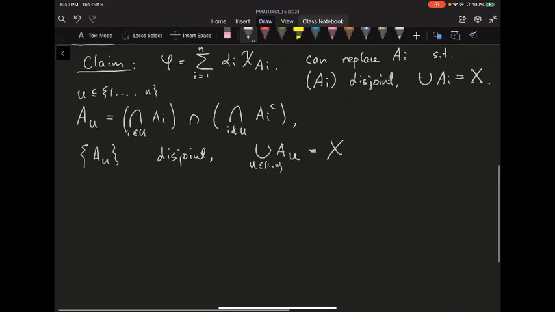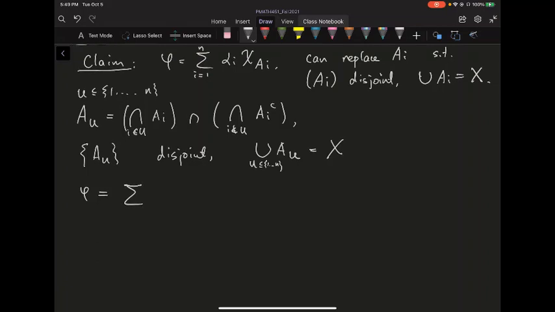And moreover, phi, if you do it this way, you can write as the following: a summation over U, where the coefficient becomes the summation of alpha_i over i in U, times chi of A_U, okay? So first of all, let's show that I of phi defined in one way, as alpha_i and chi of A_i, versus this way where you have chi of A_U, will give you the same I value, okay? So I want to show that these are the same.